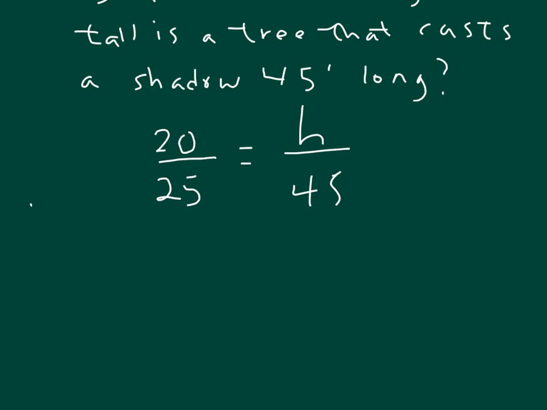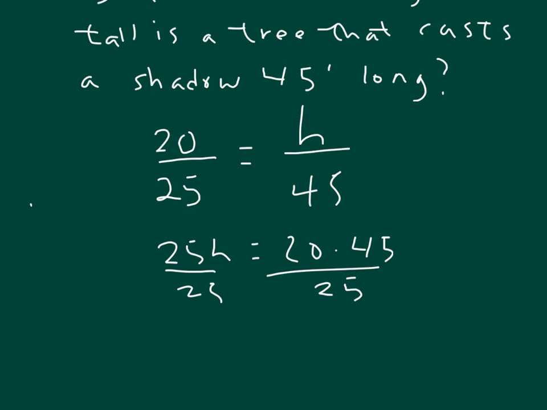So we would say 25 times H. Check that. Should be 20. Yeah, 25 times H equals 20 times 45. Divide both sides by 25. You have a choice of things you want to do here. We'll start by dividing by 5, and we would get 5 over, and this would go 9. 5 goes into 45 9 times. Then we can do 5 into 20. 5 goes into 5 one time, 5 into 20 4 times. And so H would be 36 feet.